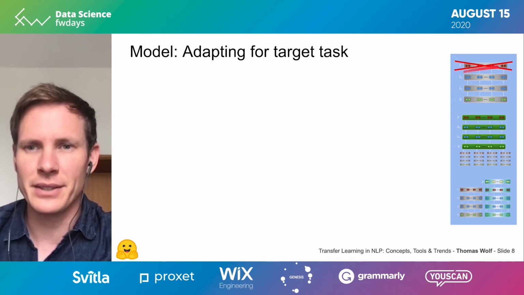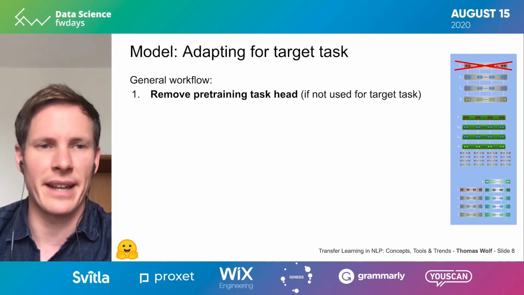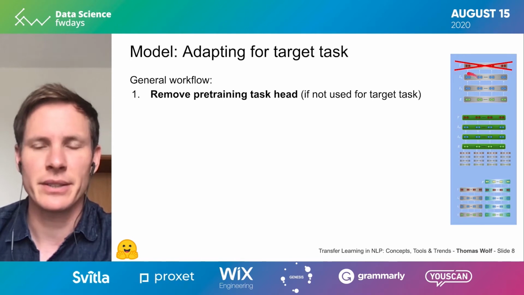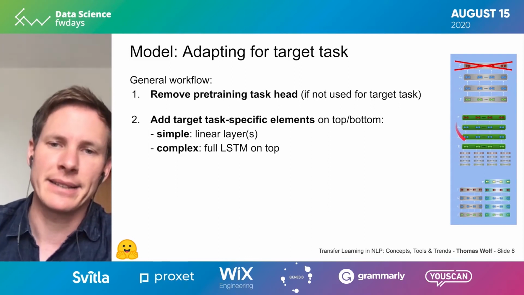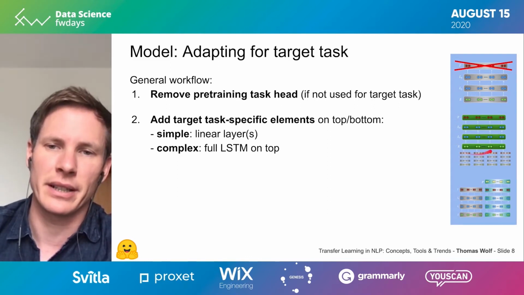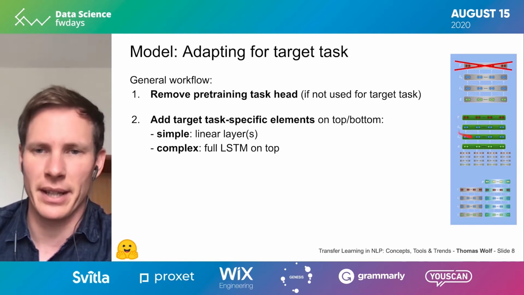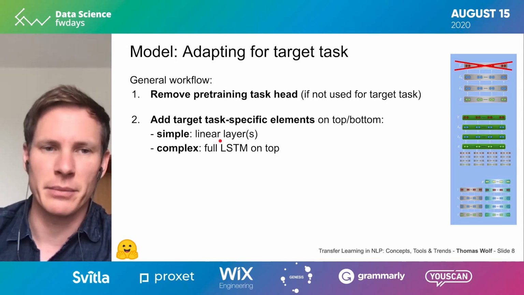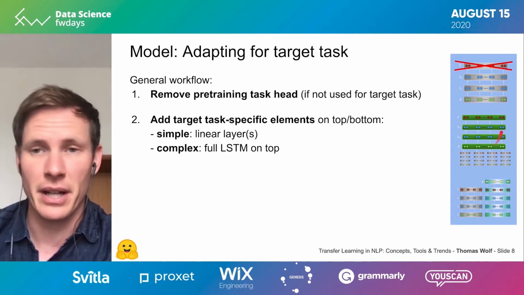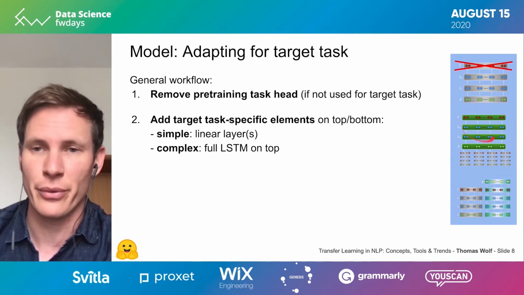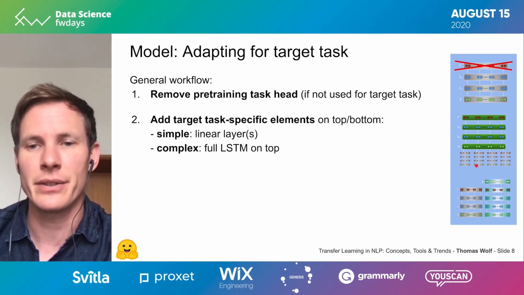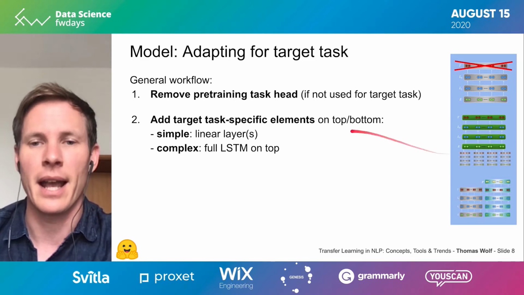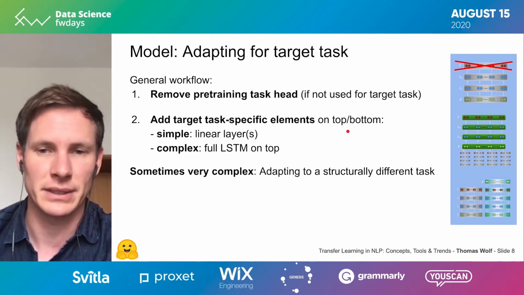The first thing is that you will want to remove the pre-training head if you don't use it, okay? For us, that was the down projection from the hidden states down to the vocabulary. And then you will add task-specific elements, which are initialized from scratch, and you want to train them. They can be very simple, just a linear layer, or they can be very complex. You can have a full LSTM or full transformer initialized from scratch on top of your transformer, basically using the output of the transformer as contextualized representations, okay?